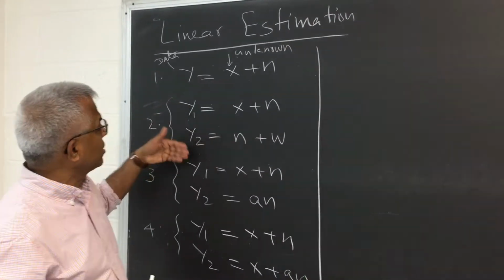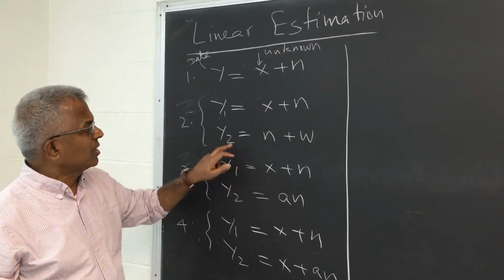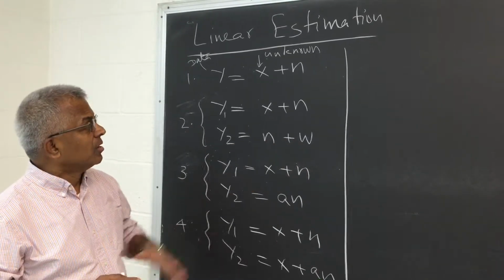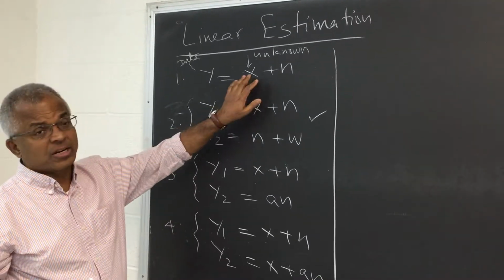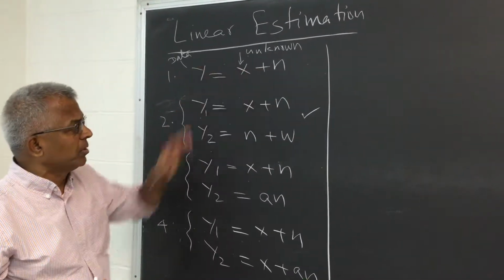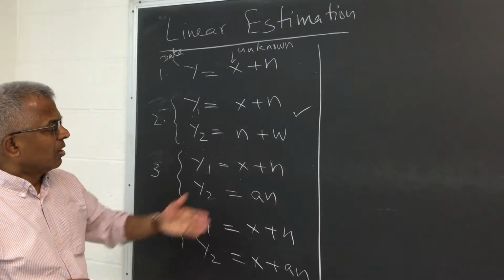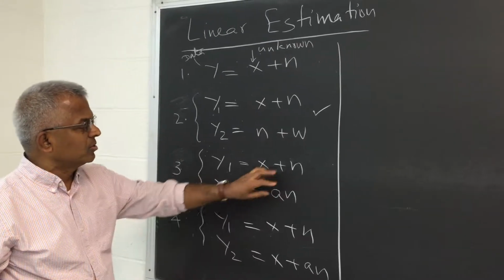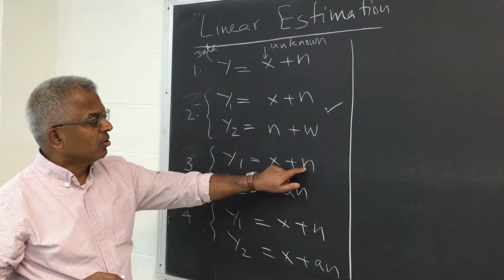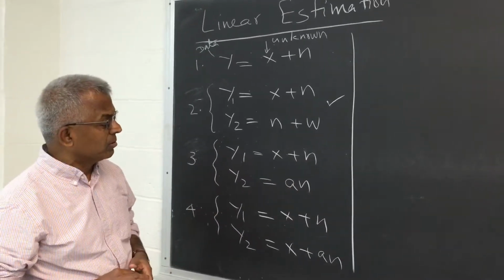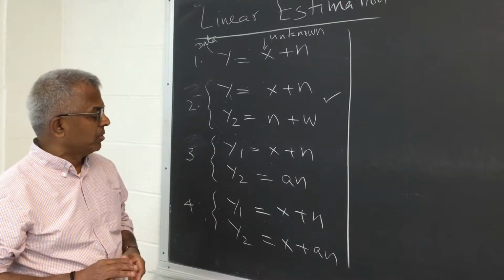In the second problem, you have two sets of data. One measurement is x plus n. The second measurement is n plus w. So this is an interesting problem. I'll explain this again. This is the traditional problem: signal in noise, find me the best estimator. Here is a variation where the second one is a different take on noise, because the noise is scaled by another random variable, a. Once again, you can assume these two random variables are independent here.